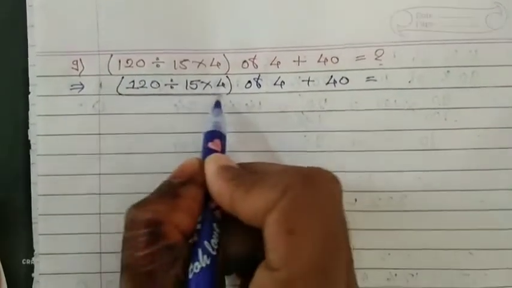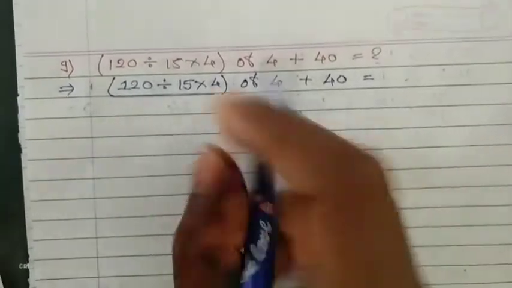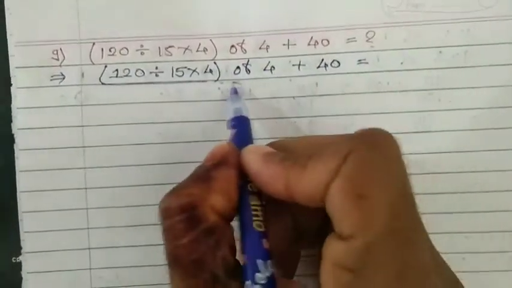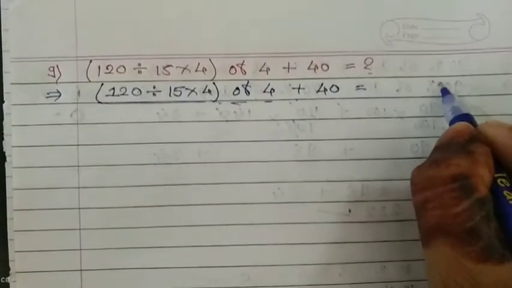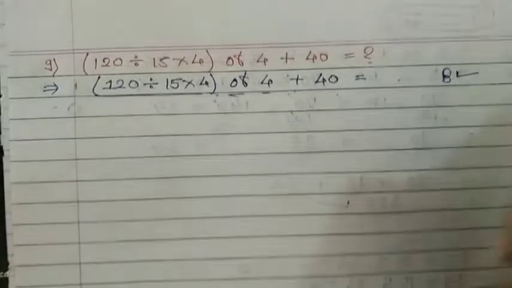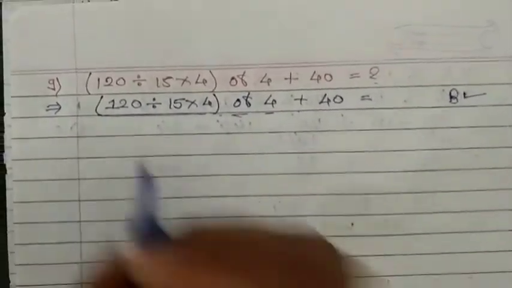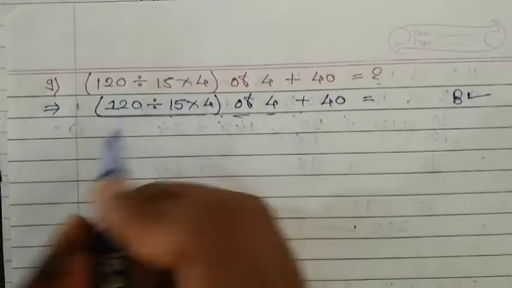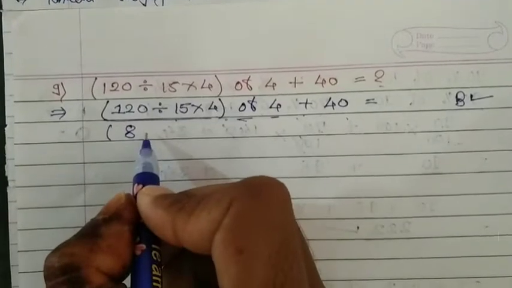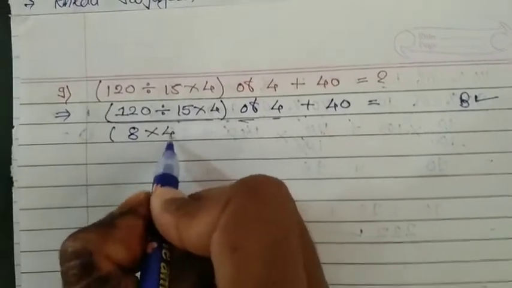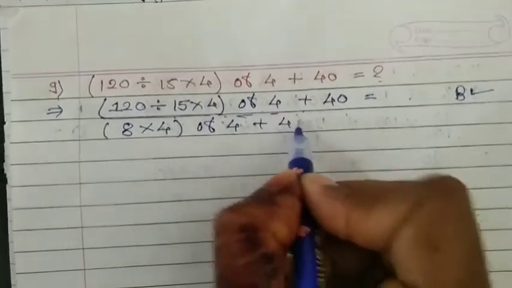Bracket 120 divided by 15 multiplied by 4, bracket complete, of 4 plus 40. Is there a bracket? Yes. So firstly you must solve the bracket. 120 divided by 15, how much? 15 8s are 120.